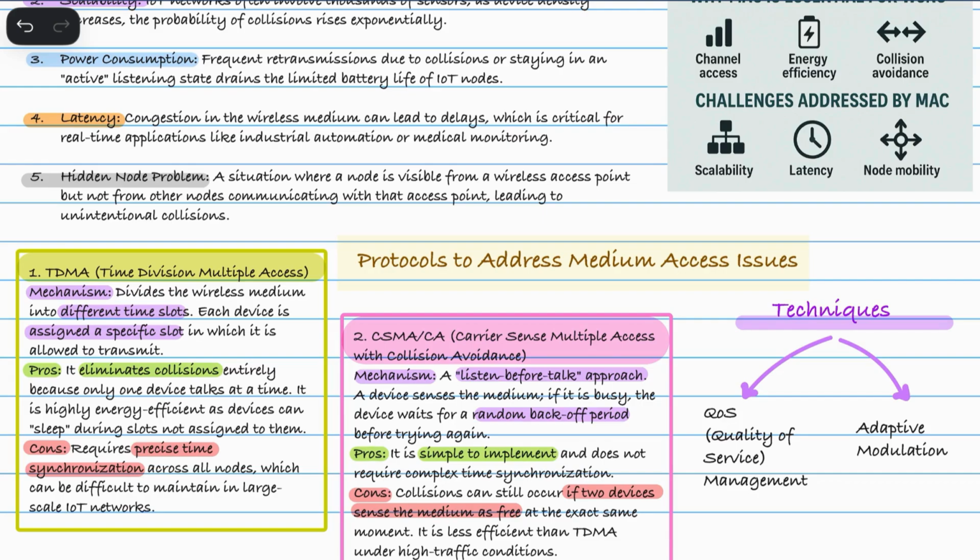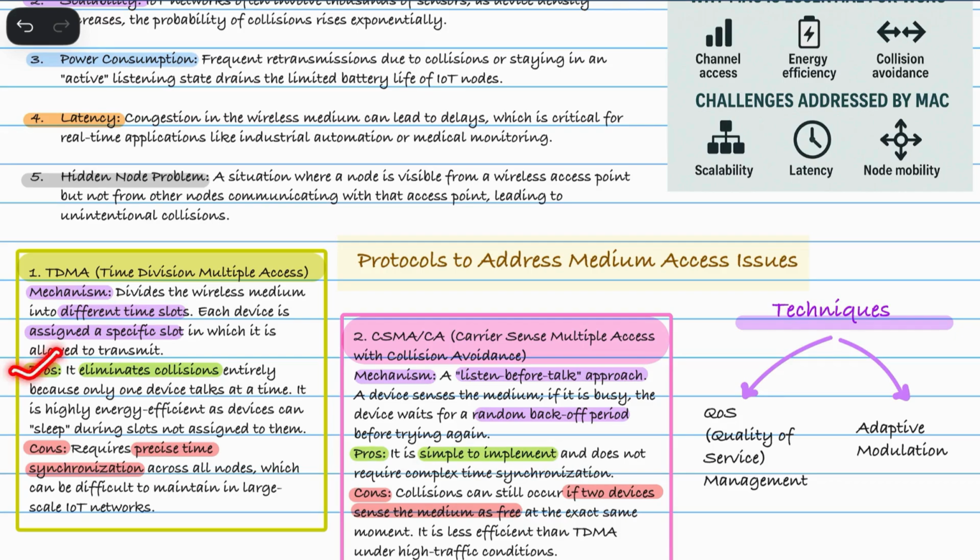So TDMA works in the same way. It divides the wireless frequency into different time slots. Okay, so each IoT device is assigned its own specific slot and then sends the data in that particular slot only.